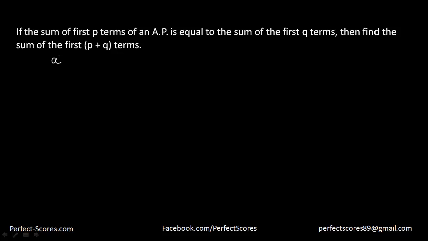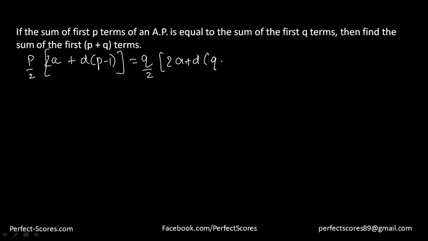Actually, there are two ways to solve this question. Either you can go crazy over algebra, or you can plug in as well. Let me show you how you go crazy over algebra here. If the sum of p terms of an arithmetic progression, what will be the sum of p terms? That will be p by 2 into 2 times a plus difference between the terms into p minus 1, right? That is going to be equal to the sum of q terms, which is equal to q by 2 into 2a plus d into q minus 1. And what you're supposed to find?